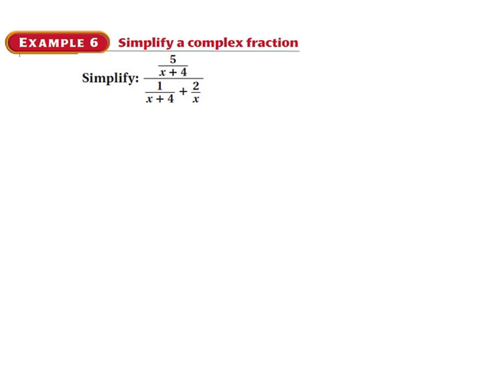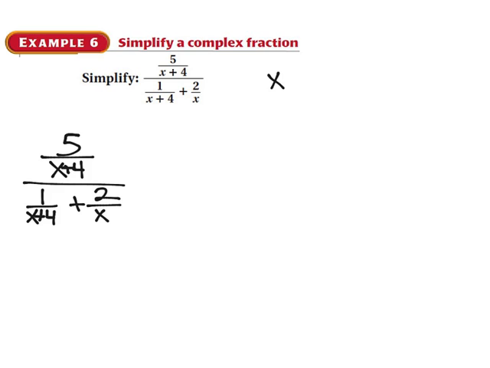All right, so then we're going to have problems like this. Well, I said simplify top or bottom first. I can't simplify 5 over x plus 4, but I can simplify the bottom, which is 1 over x plus 4 plus 2 over x. And when you simplify that, the least common multiple will be x times x plus 4, or the least common denominator.